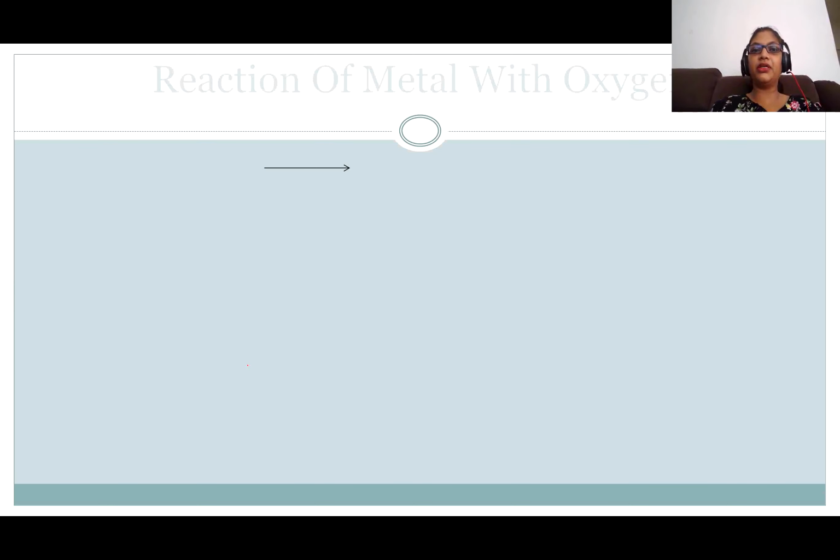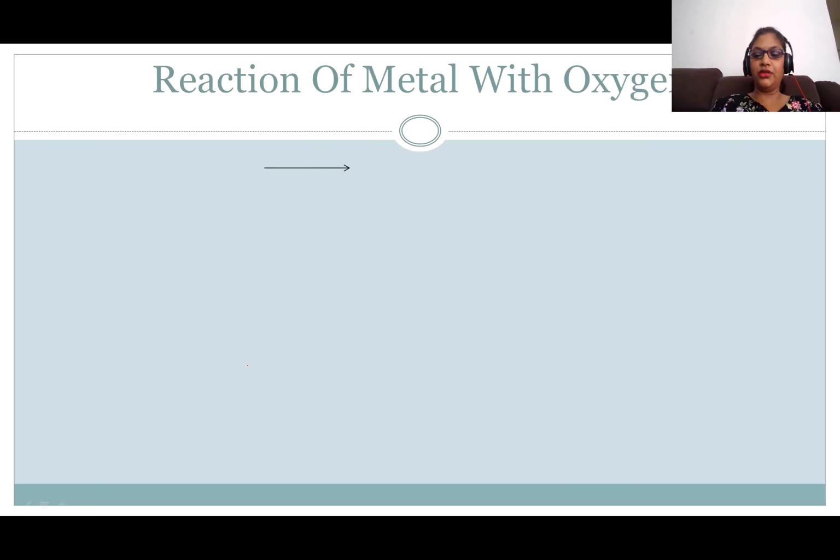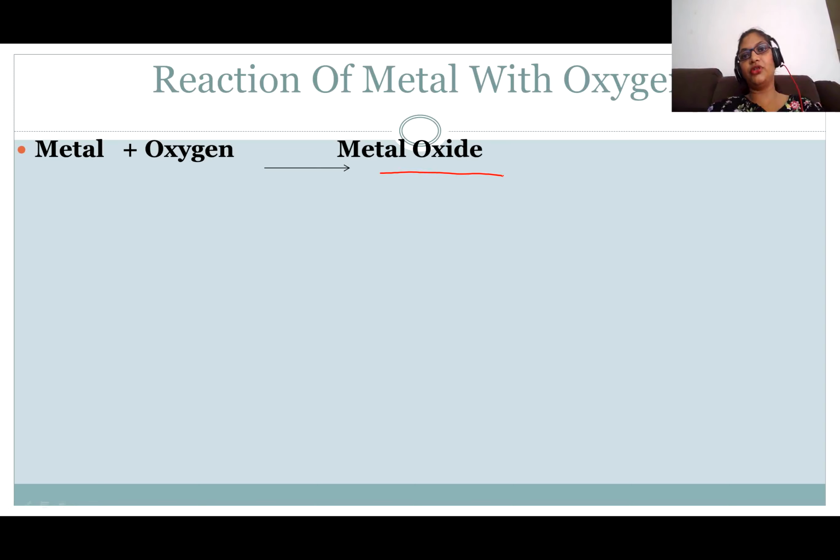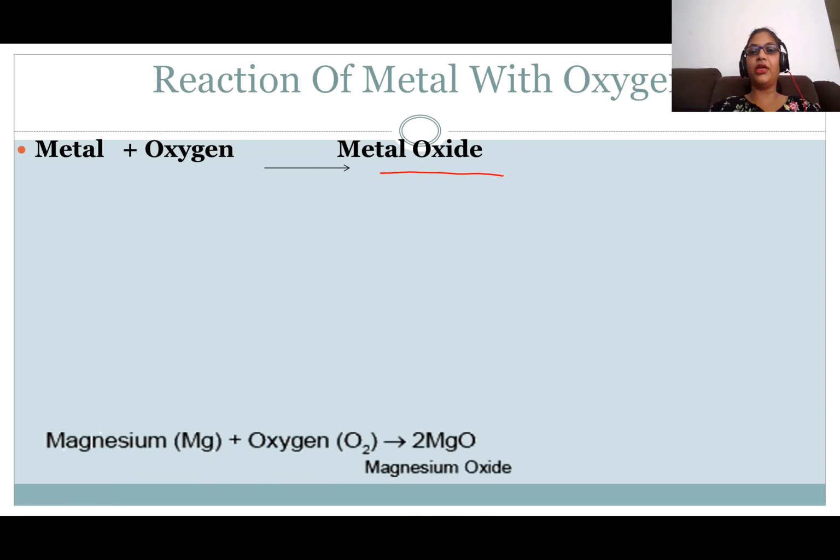Now the first property is the reaction of metal with oxygen, or the reaction of metal with air. When metals react with oxygen, they form metal oxide. So this is the general equation irrespective of any metal. All metals, when they react with oxygen or air, will form metal oxide. Let us apply this to frame the equations.